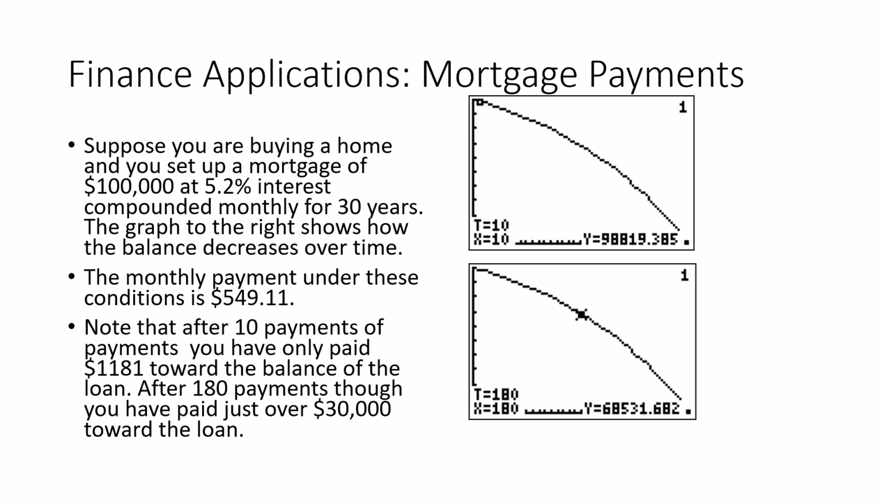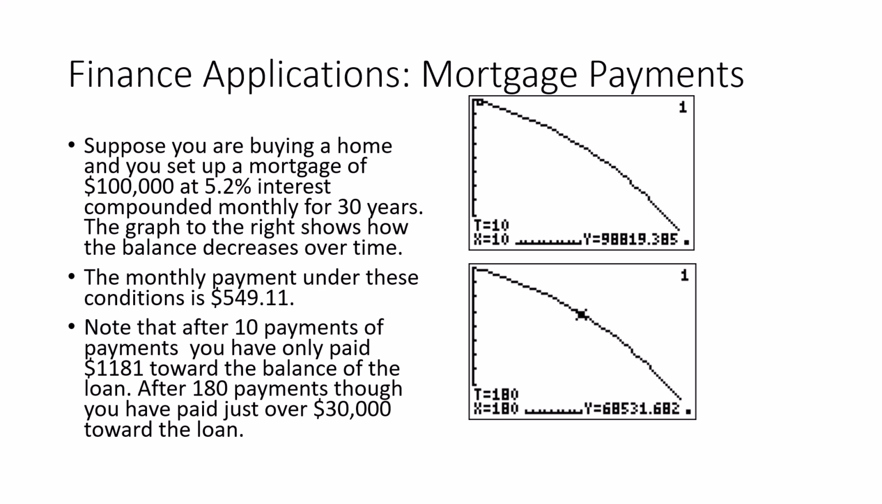So if you take $549.11 and multiply that by 10, because that's the number of payments, you get $5,491.10. That's how much you've paid toward the loan. But only $1,181 actually went toward the principal. The other $4,310.10 actually went toward interest on the loan.